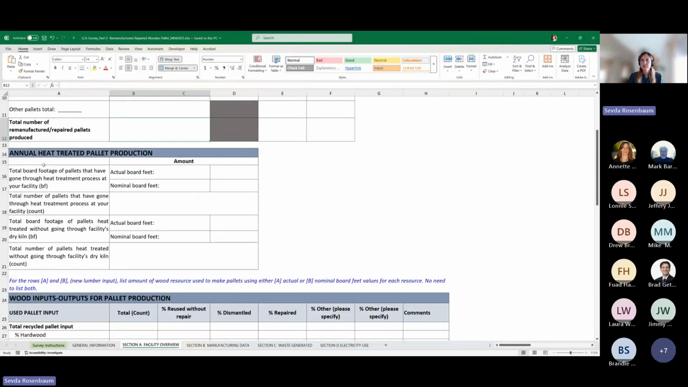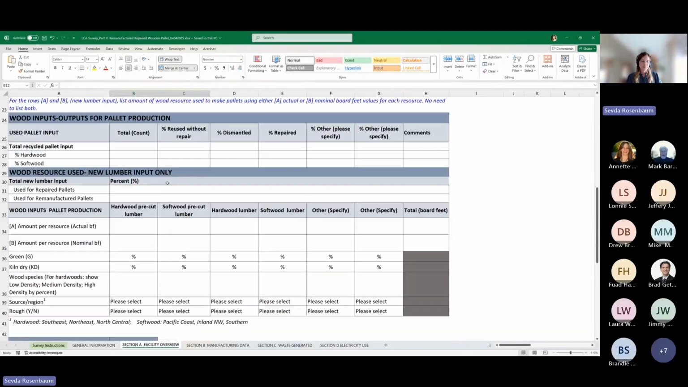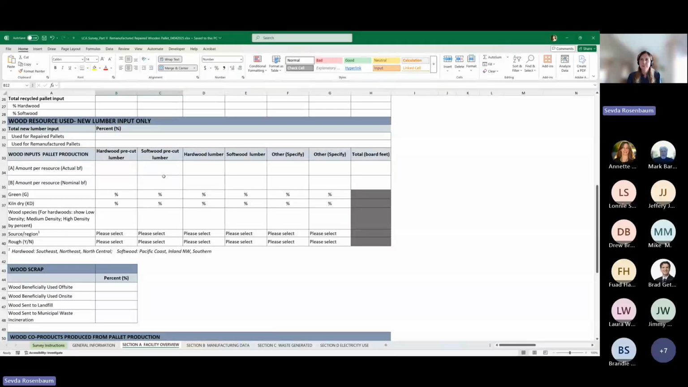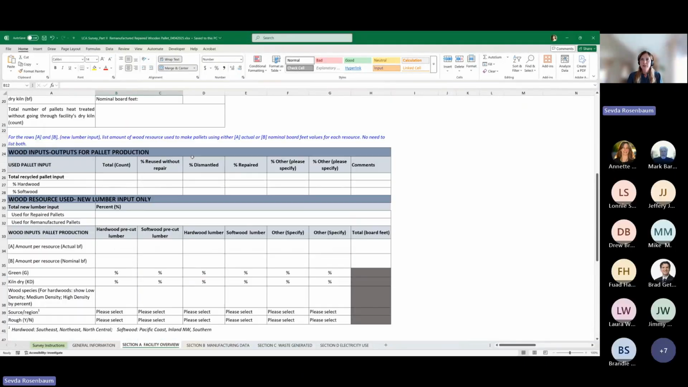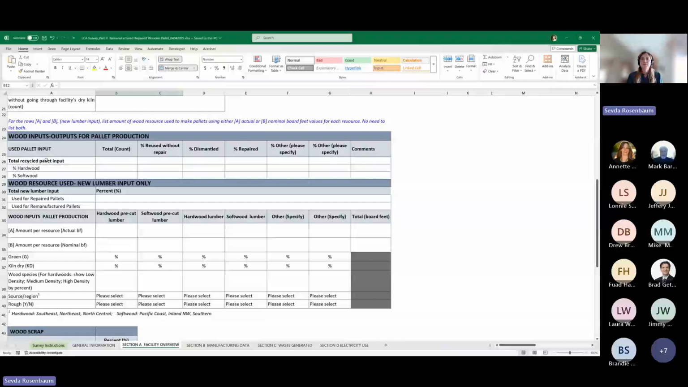The second table asks about the annual heat-treated pallet production at the facility. And this table is asking for information on the inputs. We are looking at the total recycled pallet inputs for the hardwood and the softwood ones, and also asking what happens to the pallets that are coming in. Are they reused without repair? Are they dismantled, repaired, or are there any other destinations? If so, we ask you to specify and maybe include some explanation in the comments here.